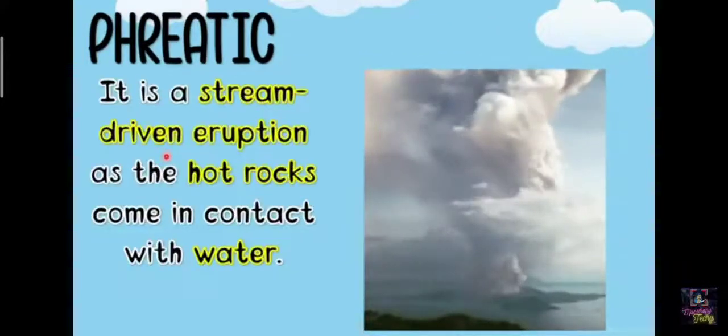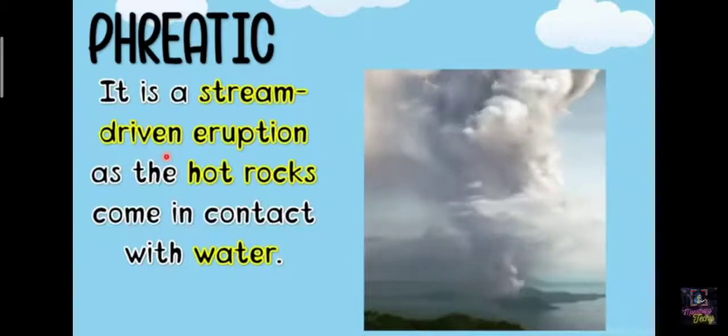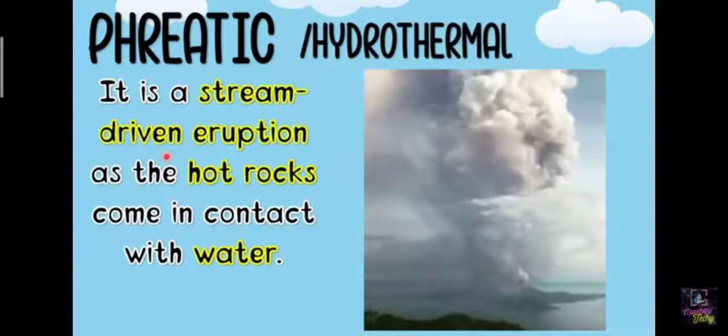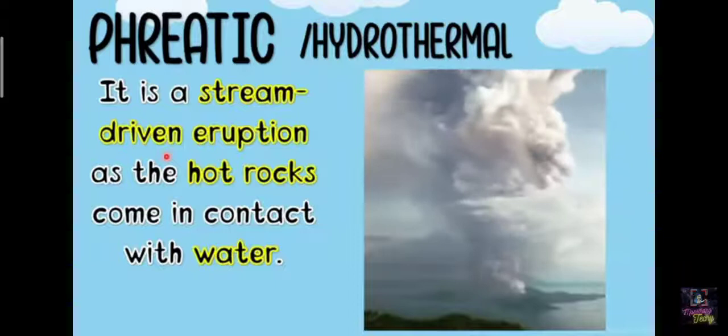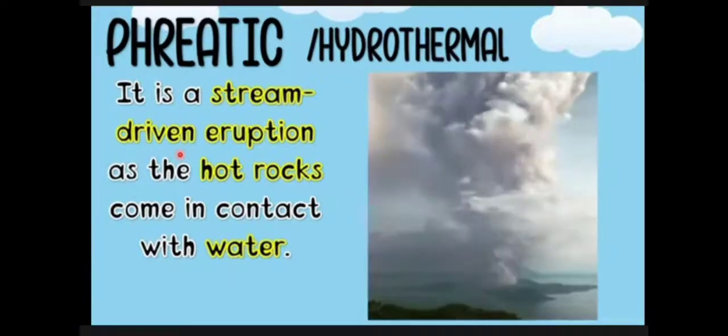First, we have phreatic or hydrothermal. It is a steam-driven eruption as the hot rocks come in contact with water. It is short-lived, characterized by ash columns, but may be an onset of a larger eruption. One example is Taal volcano in Batangas, which exhibits this type of eruption.